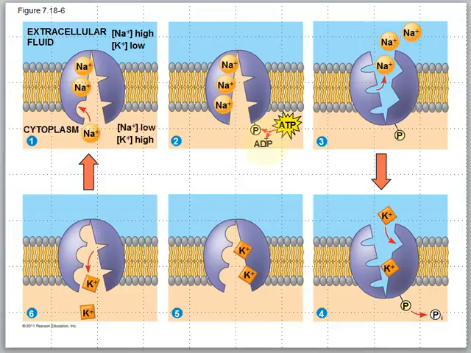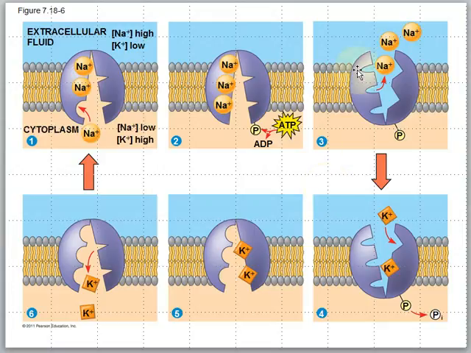It requires energy. And you notice 3 positive ions are leaving the cell, 2 positive ions are entering. So in effect, every run of the pump causes 1 extra positive ion to be outside of the cell than inside. And that causes an increase in what we call membrane potential.